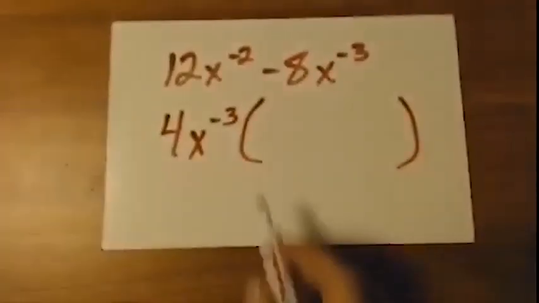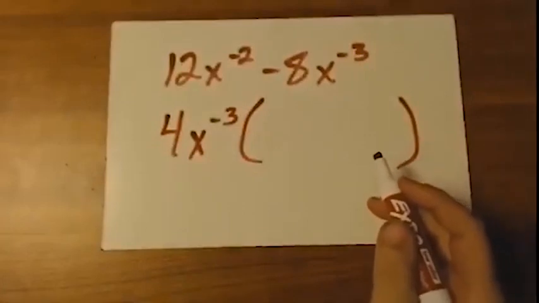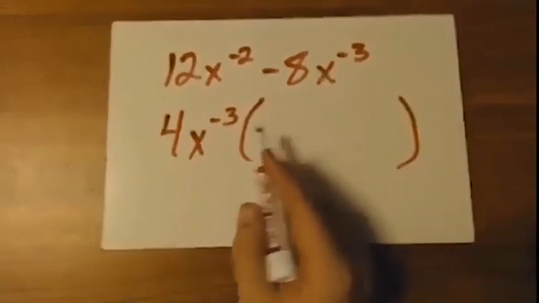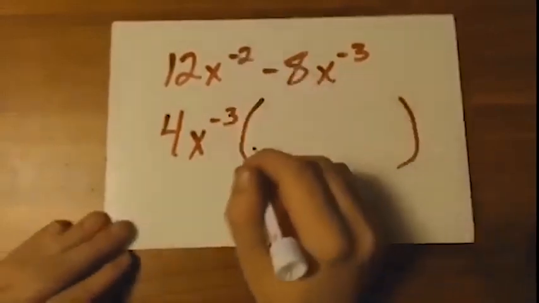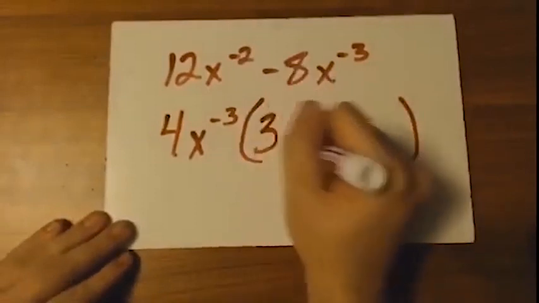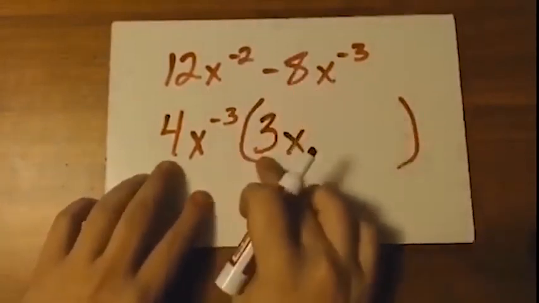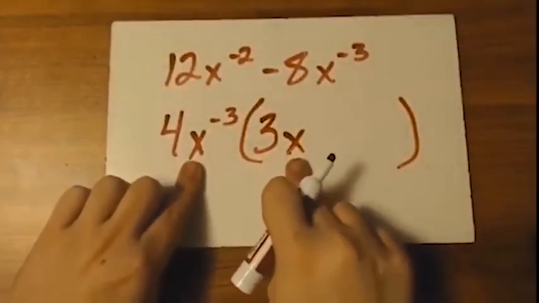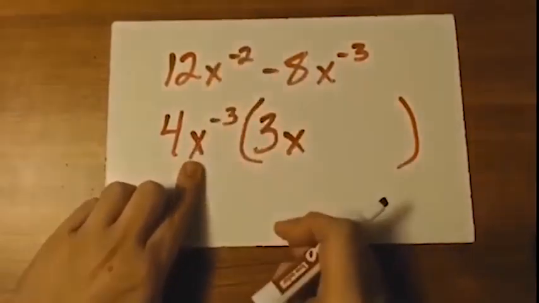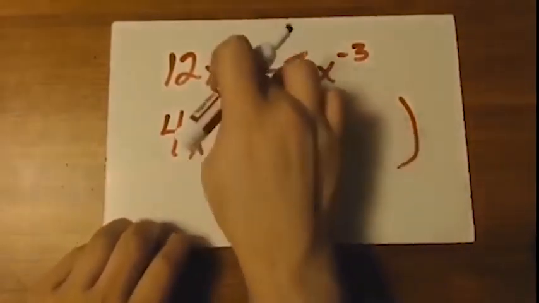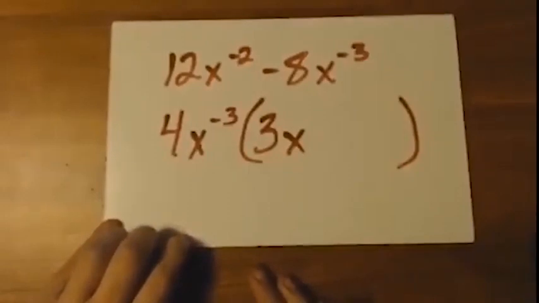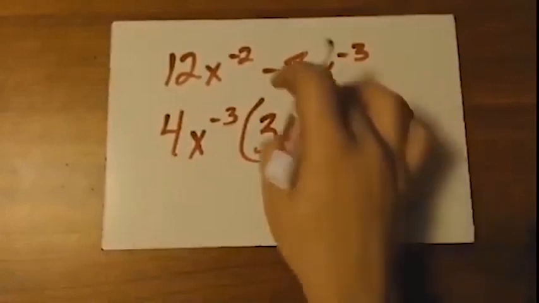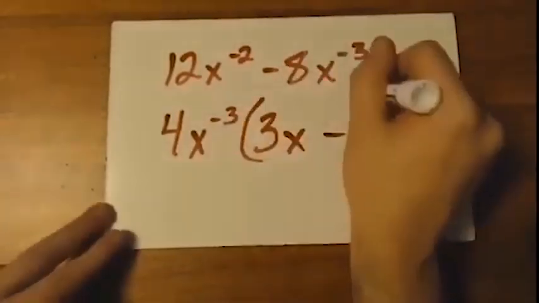Why? Because to build it up, when we think about the distributive property, we need to add something to the negative 3 to give us negative 2. Here, this is going to be 3x. 4 times 3 is 12. X to the negative 1 times x to the positive 1 gives us negative 2. Negative 3 plus 1 is negative 2. Minus 2. 4 times negative 2 is negative 8. We already have the x to the negative 3.